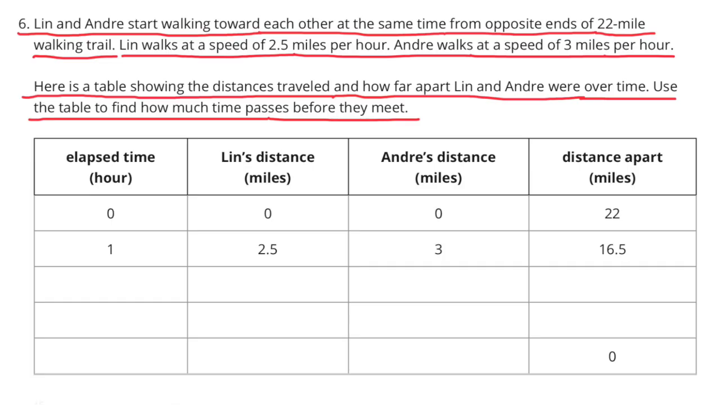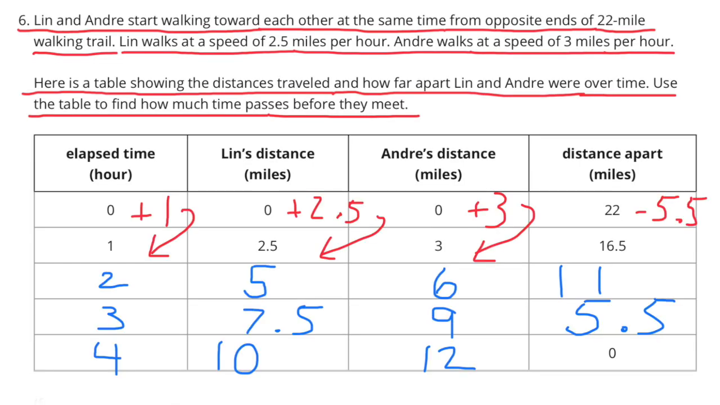Look at the first column on the left, elapsed time. It starts at 0, then in the next row, it's 1. That means that they're counting by 1. In the second column, Lynn's distance in miles. It starts at 0, then goes to 2.5. It will increase by 2.5 each hour. And the next one, Andre's distance in miles. It starts at 0, and the next one is 3. They're counting by 3.